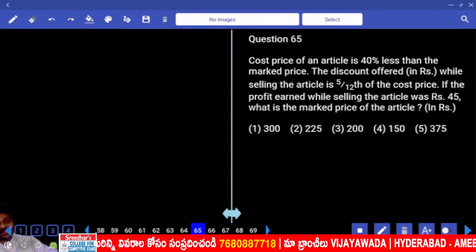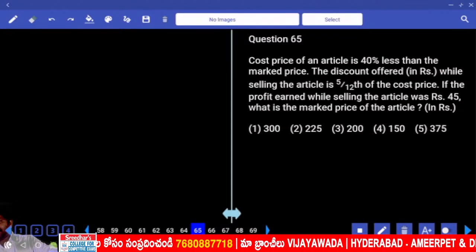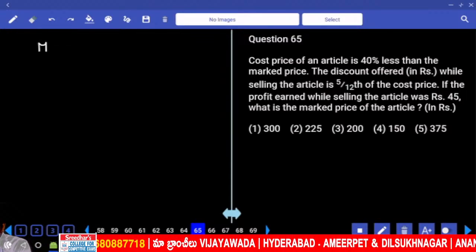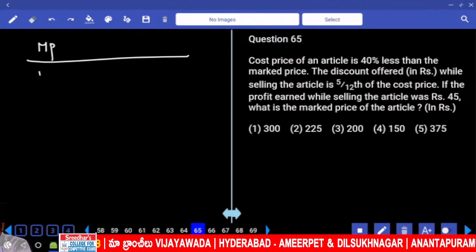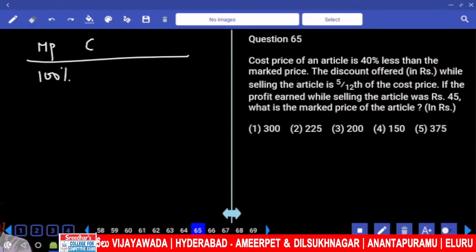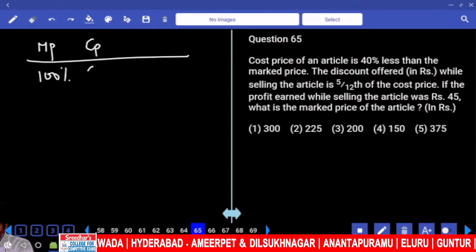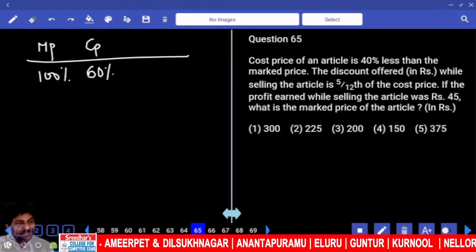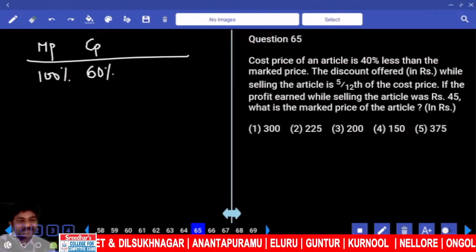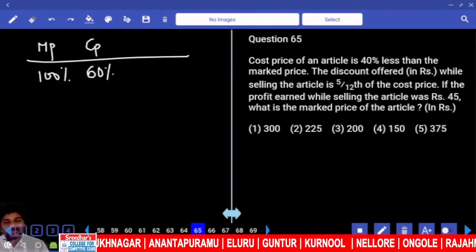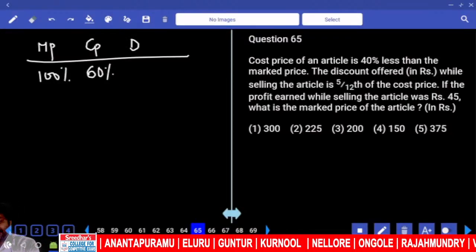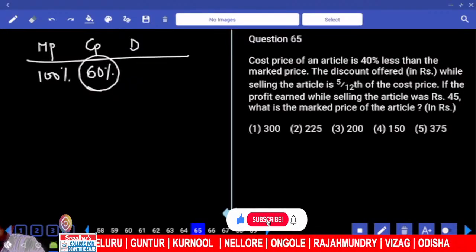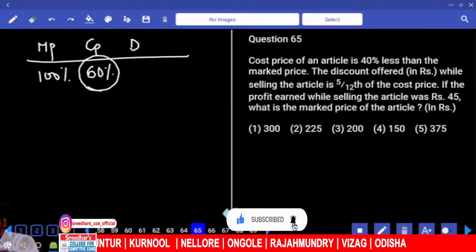Cost price of an article is 40% less than the market price. Cost price depends on market price. So let me treat market price as 100%. Then cost price will be 40% less, that will be 60%. The discount offered while selling the article is 5/12 of the cost price. What is 1/12? 5. 5/12.